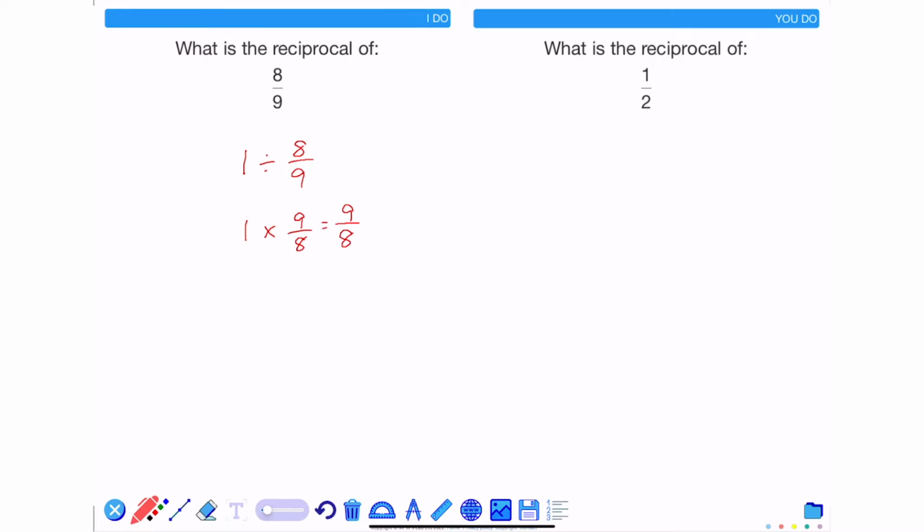A key feature of the original number 8 over 9 and its reciprocal 9 over 8 is that if we multiply them, we get 1. Pause the video here and have a go at the question on the right hand side. When you're ready for the answer, press play.